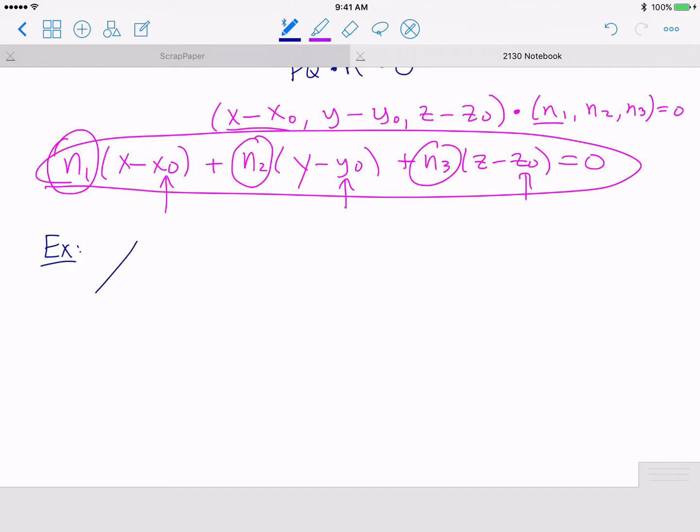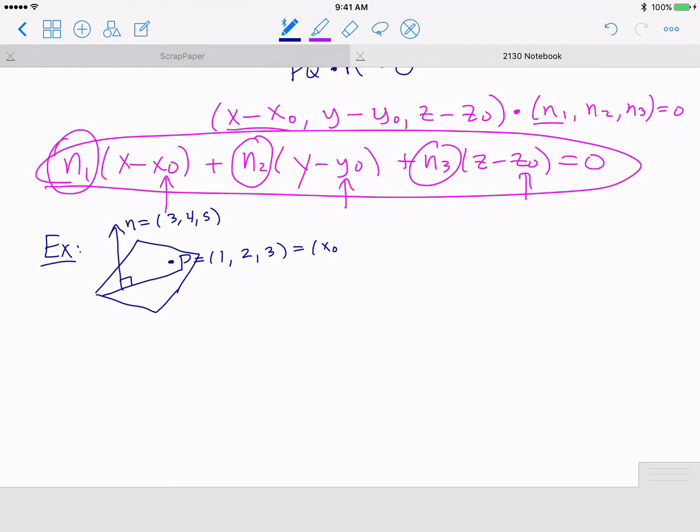So as an example, let's say that you want to construct the equation of a plane that goes through the point P that you're interested in. Maybe it goes through the point 1, 2, 3. And let's say that for some reason you know the tilt of this plane has normal vector 3, 4, 5.